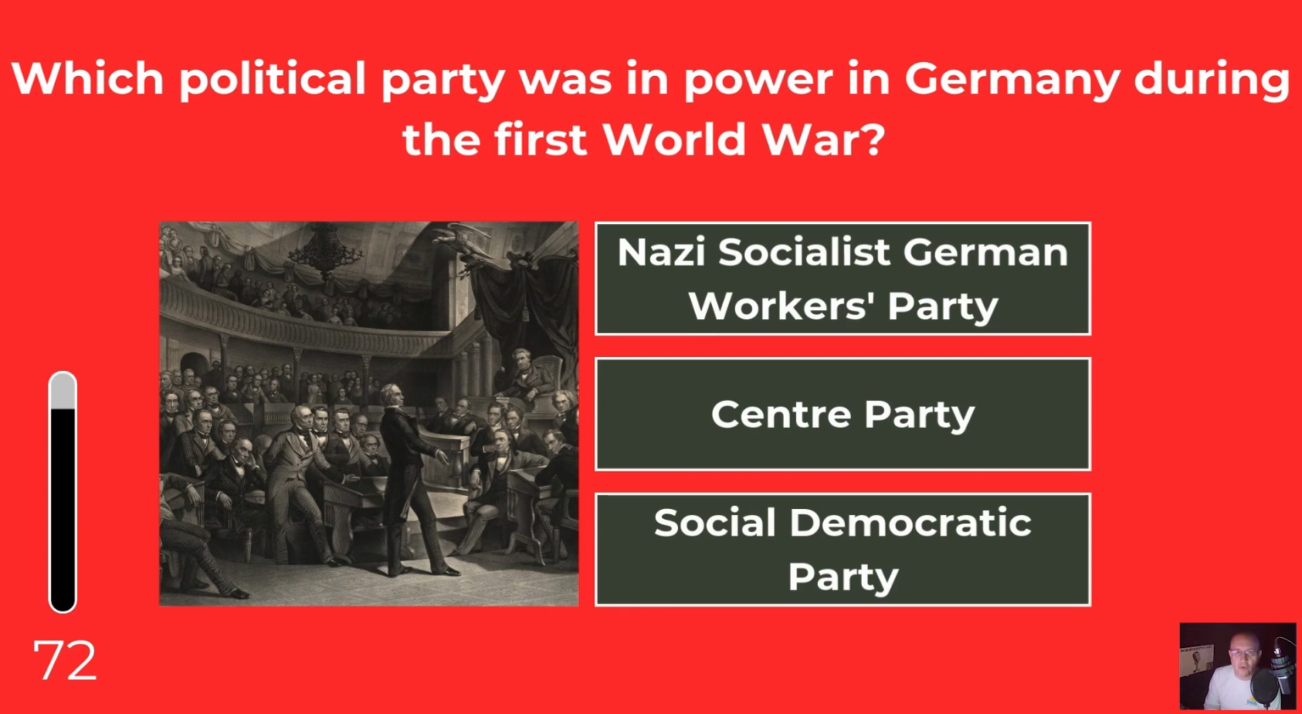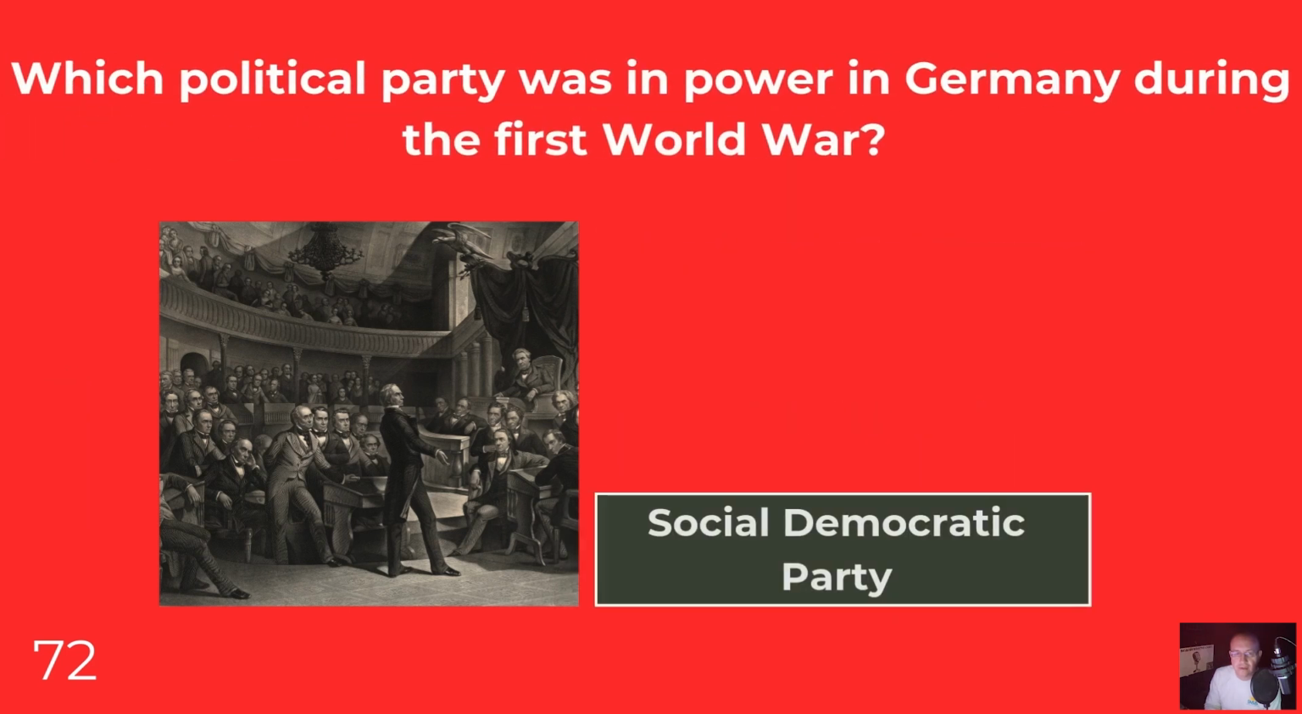Which political party was in power in Germany during the First World War? Was it the Nazi Socialist German Workers' Party, the Center Party, or the Social Democratic Party? It was the Social Democratic Party.